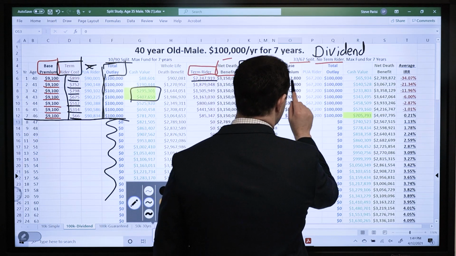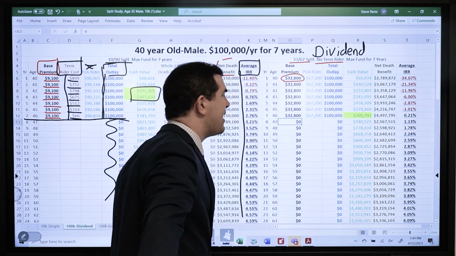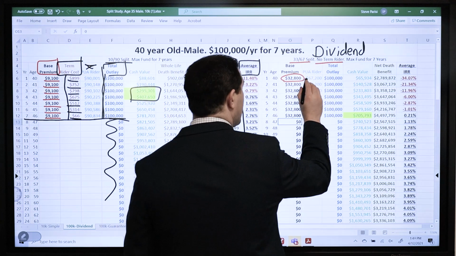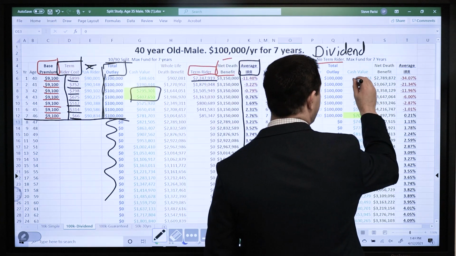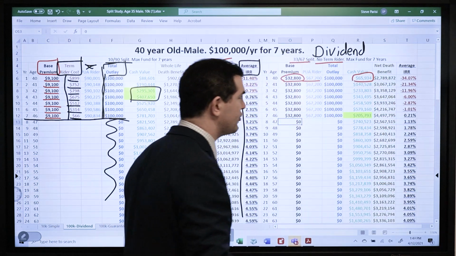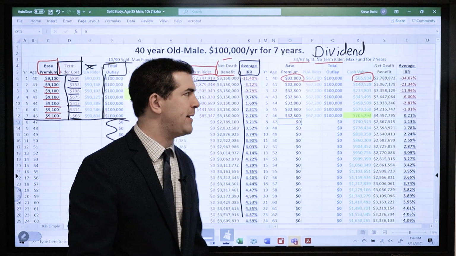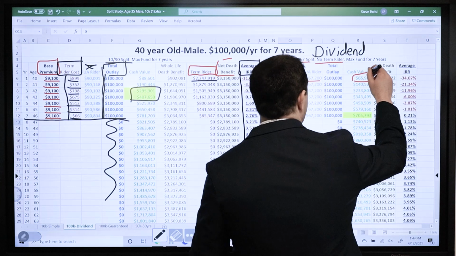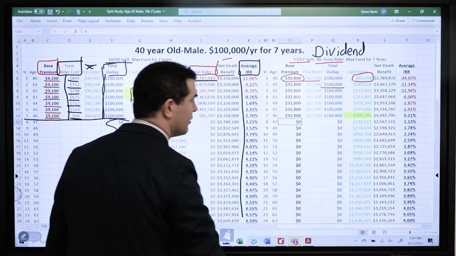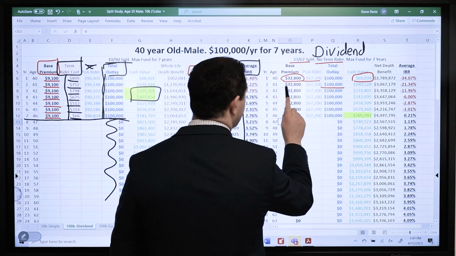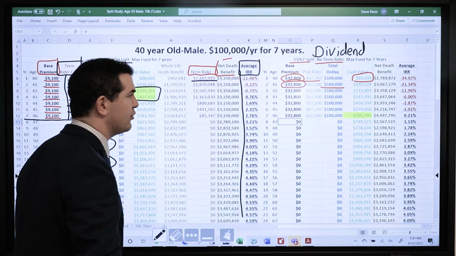$100,000. First year, base premium $32,800. PUA component $67,200. Cash value right off the bat, just about 66 grand. There's my death benefit of about 2.8 million. So as time passes, year 2, we make another $100,000 payment into the policy. There's our base premium again, $32,800.